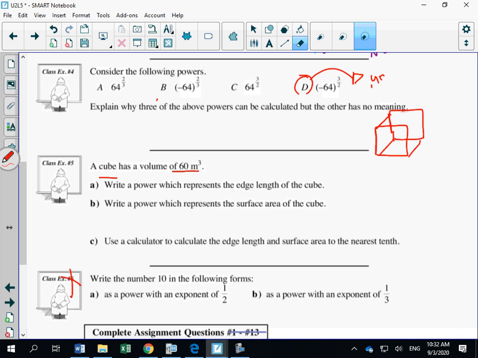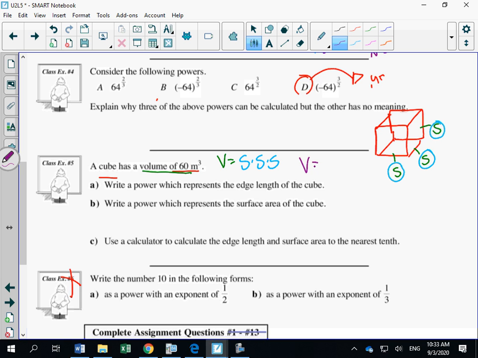The thing about a cube is that all side lengths are going to be the same, so I'm just going to write S, S, S. The volume of a cube is 60. We know that the volume of a cube is length times width times height. That's going to be S times S times S, so the volume of a cube is equal to S cubed.